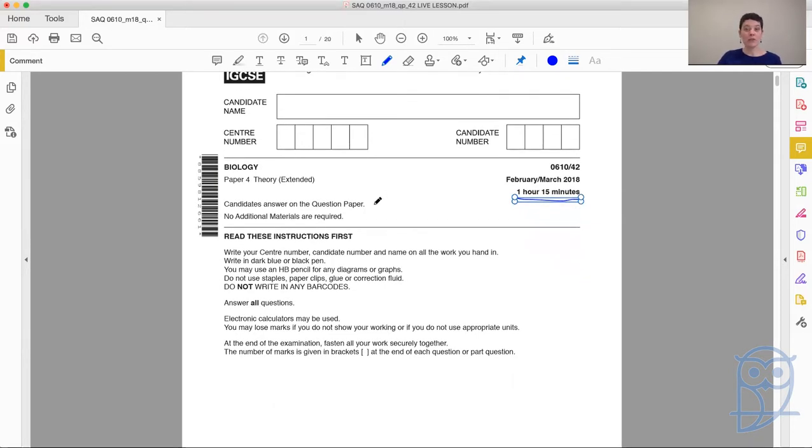You answer directly on the question paper and you don't require any additional materials other than your standard pen, pencil, calculator, and ruler.